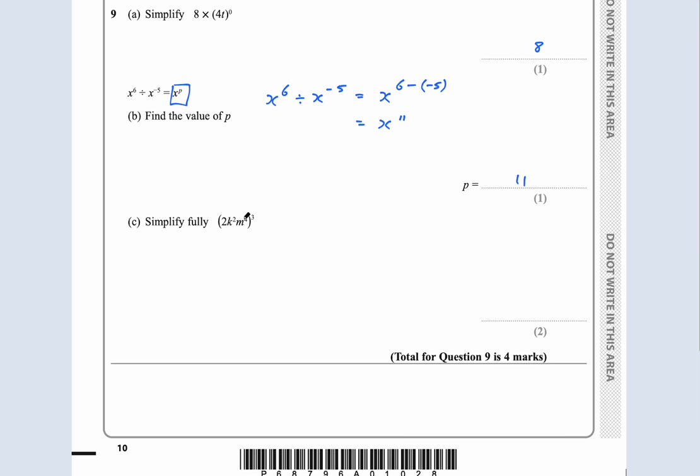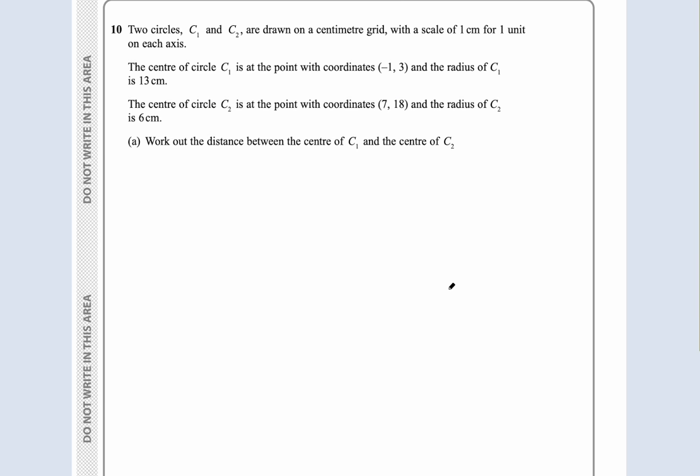Okay, simplify fully. So we do them each separately, guys. 2 cubed is 8. k squared cubed is k to the power of 6, because we multiply the powers. And then m to the 4 cubed is m to the 12. So all together, we have 8, k to the 6, m to the 12. Okay, that's question 9.